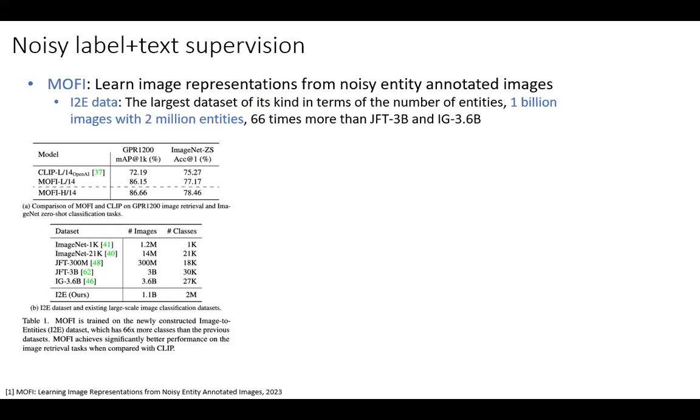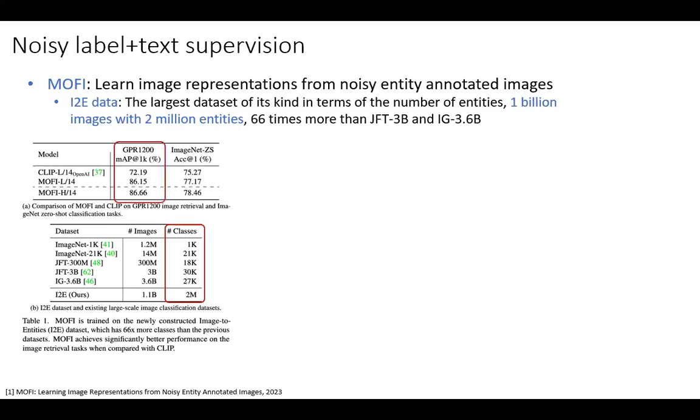And recently, we also have the MOFI paper, trying to learn image representation from noisy entity-annotated images. Here, the authors proposed the I2E data. And I think this is the largest data set of its kind in terms of the number of entities they have been using. As you can see, the authors have collected 1 billion images with 2 million entities. So the message is that if you want to do supervised pre-training, you'd better have a large number of labels that you want to predict from, going beyond ImageNet 1K and possibly ImageNet 22K, right?